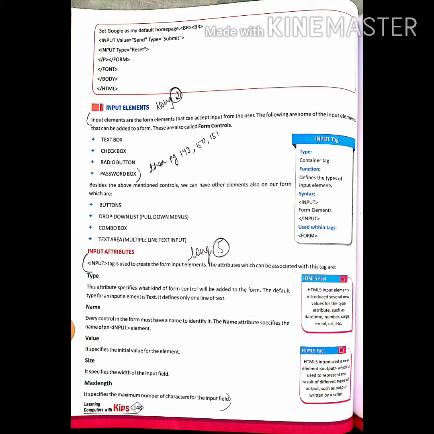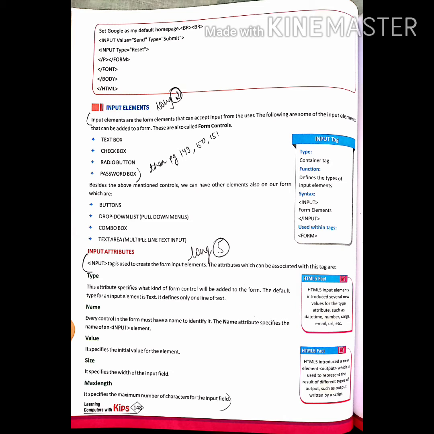Input elements are the form elements that can accept input from the user. The following are some of the input elements that can be added to a form. These are also called form controls. They include text box, checkbox, radio button, and password box. Besides the above mentioned controls, we can have other elements on our form, which are buttons, drop down list, combo box, and text area.